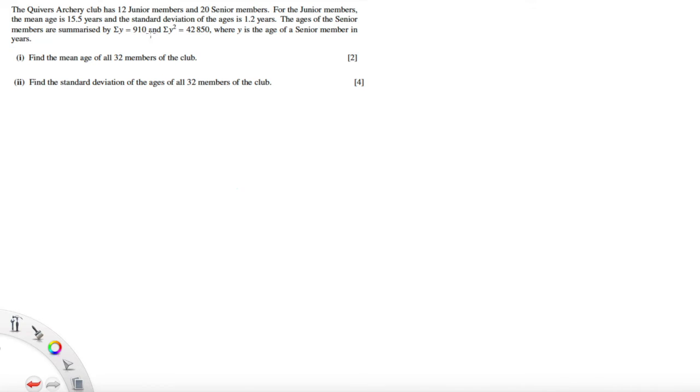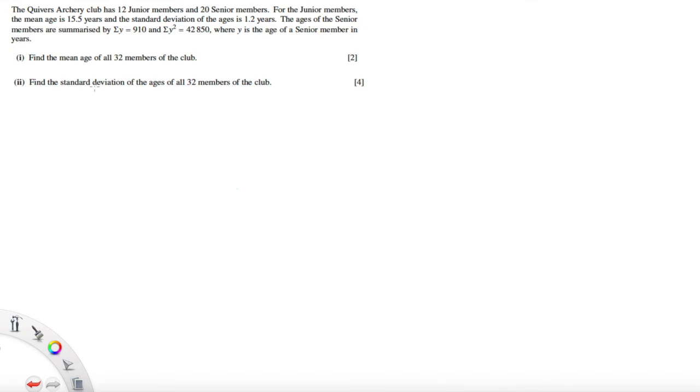Question number 5. The Quiver Archery Club has 12 junior members and 20 senior members. For the junior members, the mean age is 15.5 years and the standard deviation of the age is 1.2 years. The ages of the senior members are summarized by sigma y equal to 910 and sigma y squared equal to 40,850, where y is the age of a senior member in years.